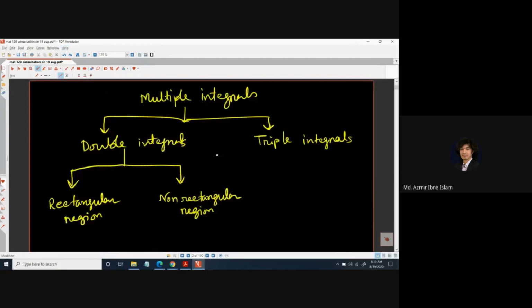So multiple integrals can be double integrals or triple integrals. Remember, double integrals can be evaluated over rectangular regions and also over non-rectangular regions. You will get to know the idea when I move to the problem solving part. But before that, I am trying to discuss the critical concepts of this section.